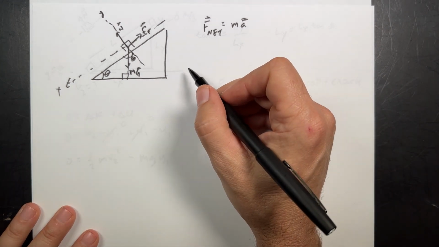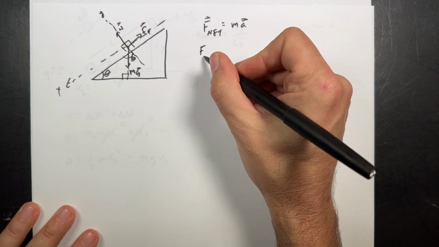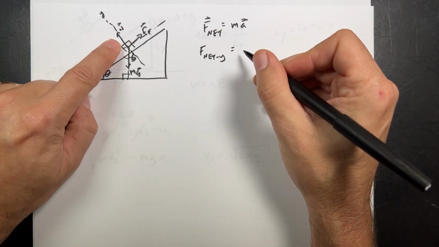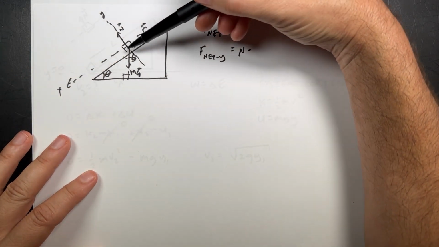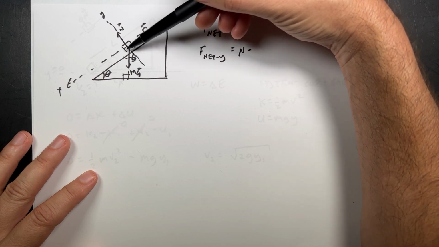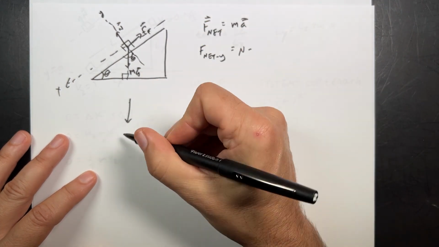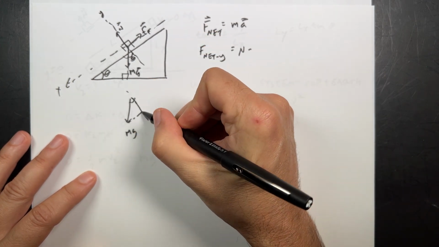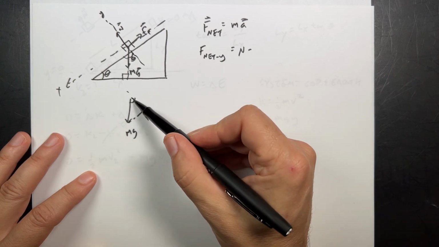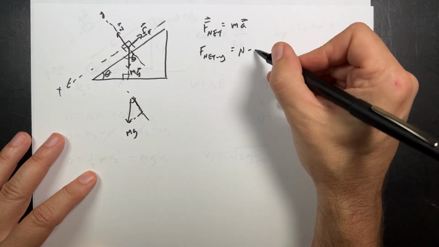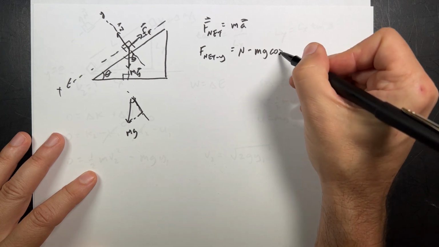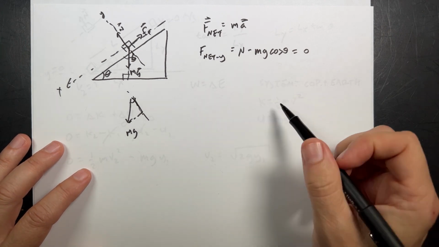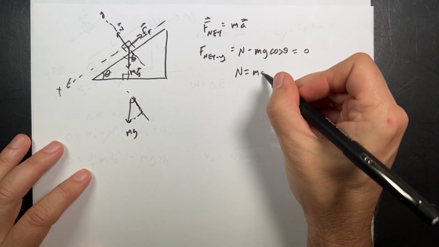Now I can write down my net force in the y direction. F net in the y direction is going to be equal to the normal force minus this component of the gravitational force right here. So if I draw that, there's mg, and it looks like this, that's theta. This is my y component. If that's mg, the y component is going to be the adjacent side. That's mg cosine theta. And since the acceleration is 0, that has to be equal to 0. And I can use this to solve for n, which is what I want.